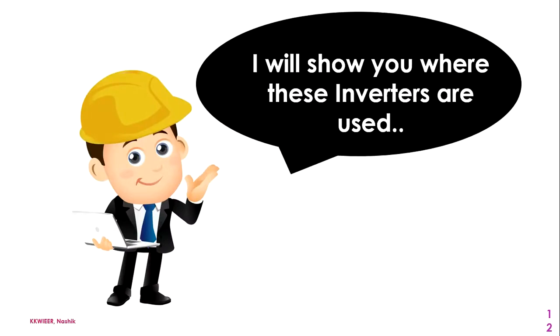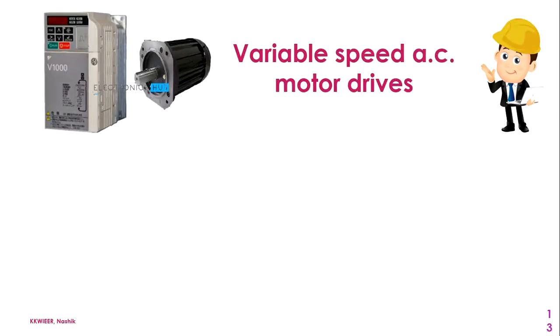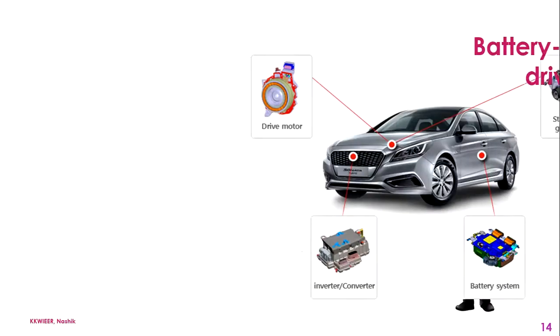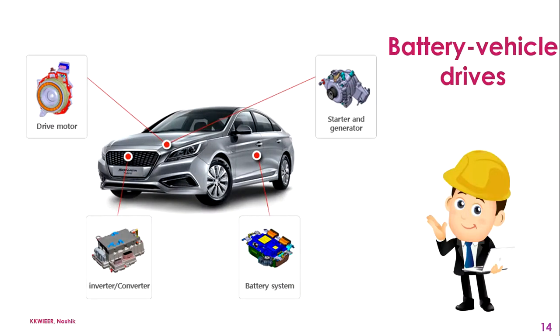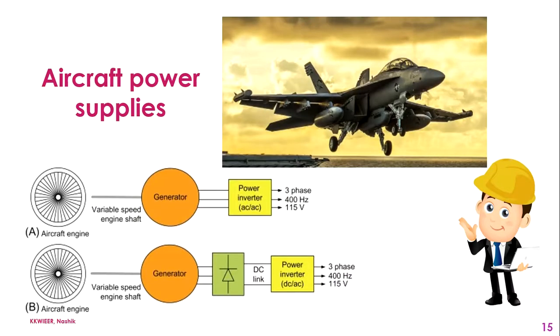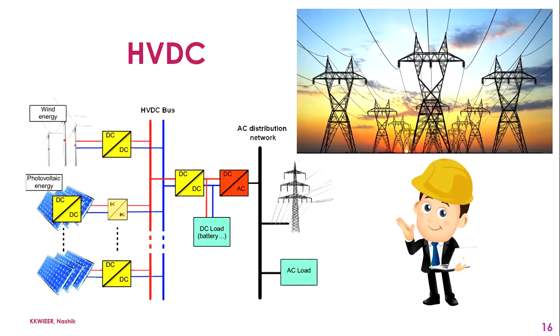Now we will see different applications of inverters. So let's have a look. Inverters can be used in variable speed AC motor drives as well as UPS systems, that is uninterruptible power supplies. Inverters can also be used in battery vehicle drives and aircraft power supplies. They can also be used in high voltage DC transmission lines as shown over here.